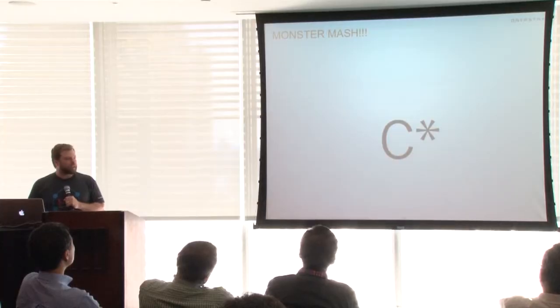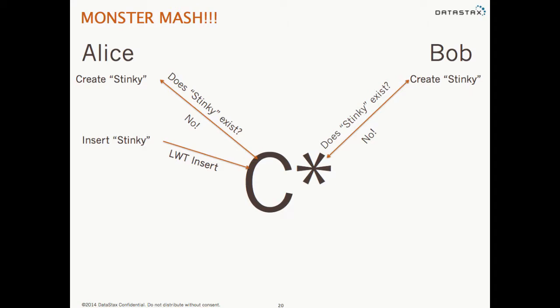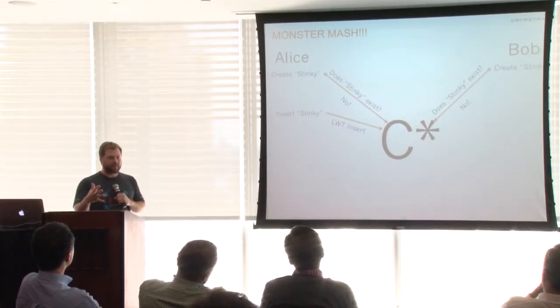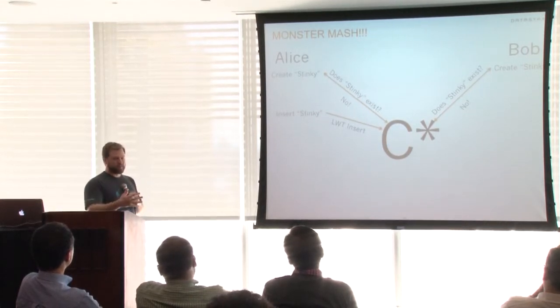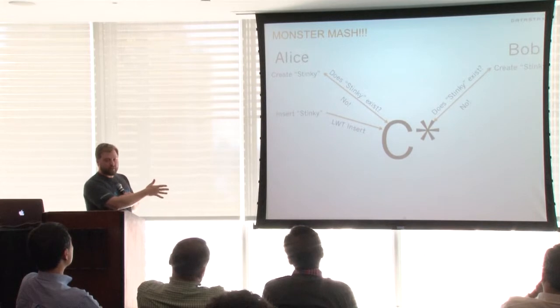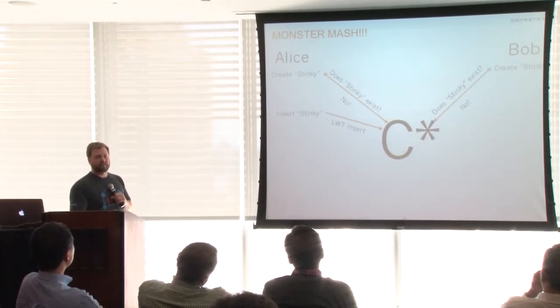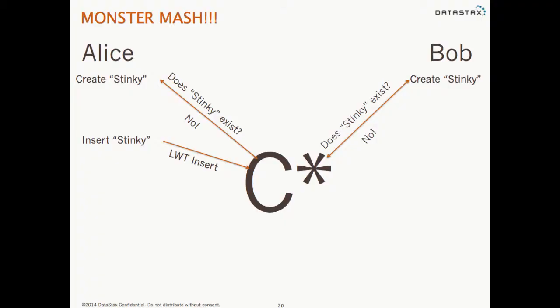So let's look at the alternative. We've got Alice and Bob, they create Stinky. Does Stinky exist? No. Insert Stinky with a lightweight transaction insert. So what Alice is doing is saying, insert my values into my table where this row does not already exist. So insert Stinky if Stinky does not exist, basically.